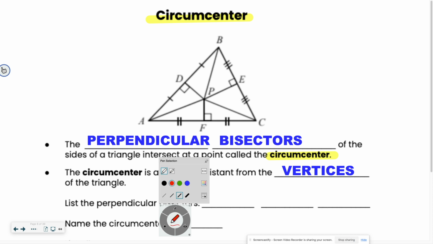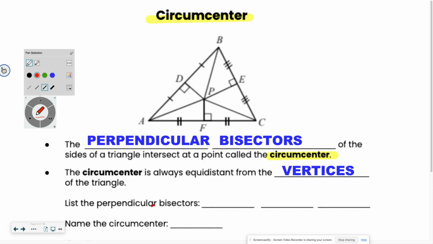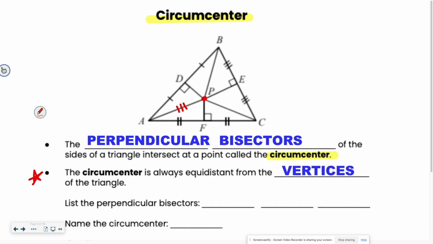The circumcenter is always equidistant from the vertices of the triangle. So I would star that. If we look here at our picture, we would know that P, our circumcenter, is the same distance away from A, B, and C. So this segment here, and this segment here, are all the exact same length. Okay?